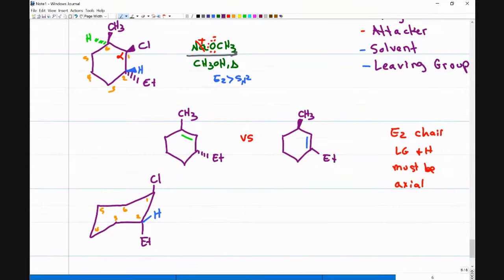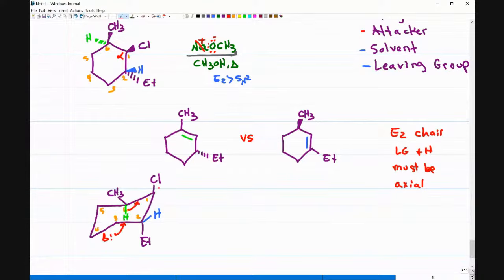On carbon 6, I have a methyl up. That is equatorial. And on carbon 6, I have a hydrogen down. That is axial. Which one is perfectly lined up with the chlorine, meaning one is up, one is down, and I can eliminate in a straight line? It's the green one. If the base comes in, grabs the hydrogen, collapse, collapse.